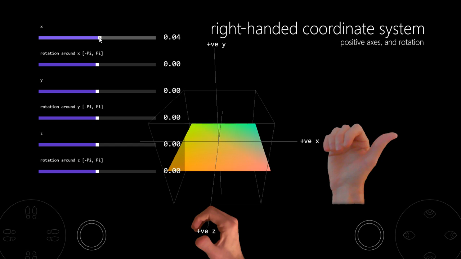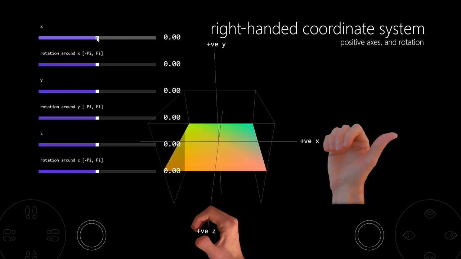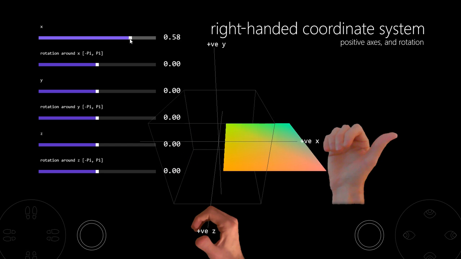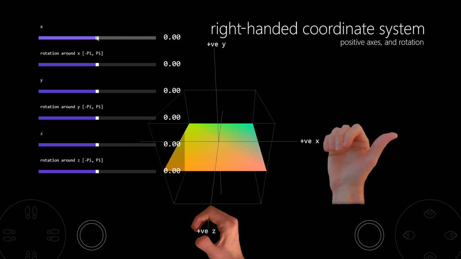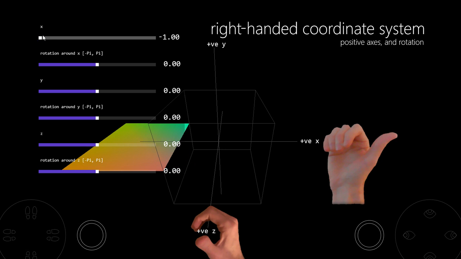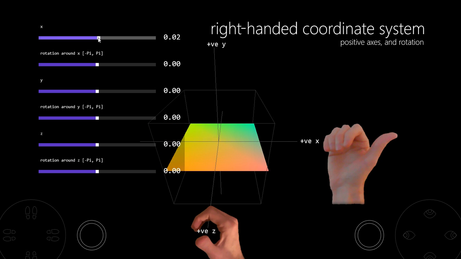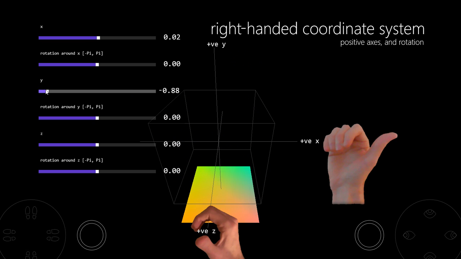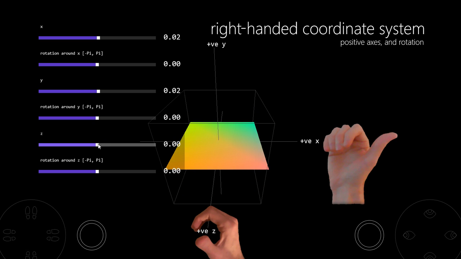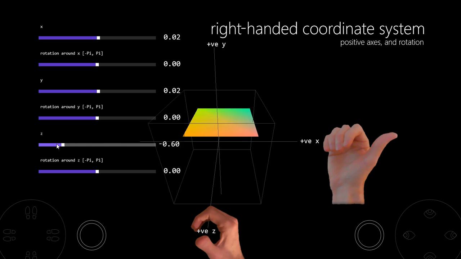So let's show this graphically. As I increase this slider to the positive side, the square goes to the right, and then as I move it negative to the left of the origin, the square is going to the left. So positive x, negative x. Positive y of course goes up, negative y goes down. Positive z comes towards us, and negative z goes away from us.